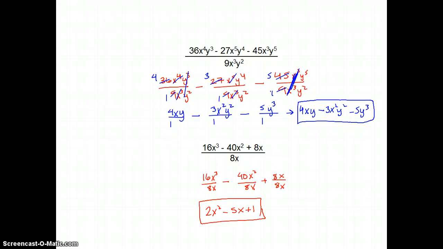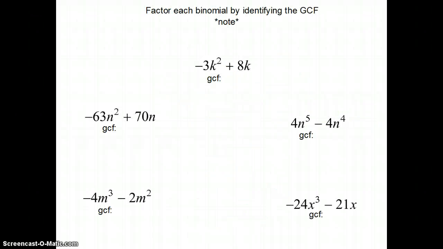After writing your 3 individual fractions and reducing, you should have obtained 2x squared minus 5x plus 1. We're going to now go into factoring binomials by again identifying the GCF as we did before. However, here we're going to have more than just a number for your greatest common factor. We are going to have a number and a variable for your greatest common factor.